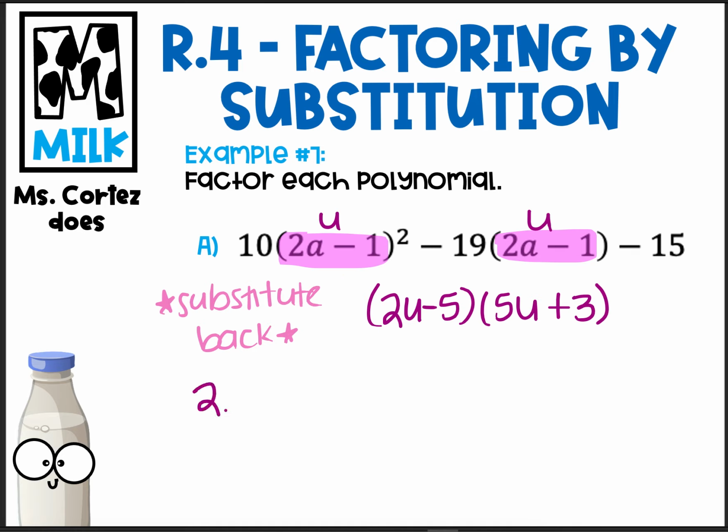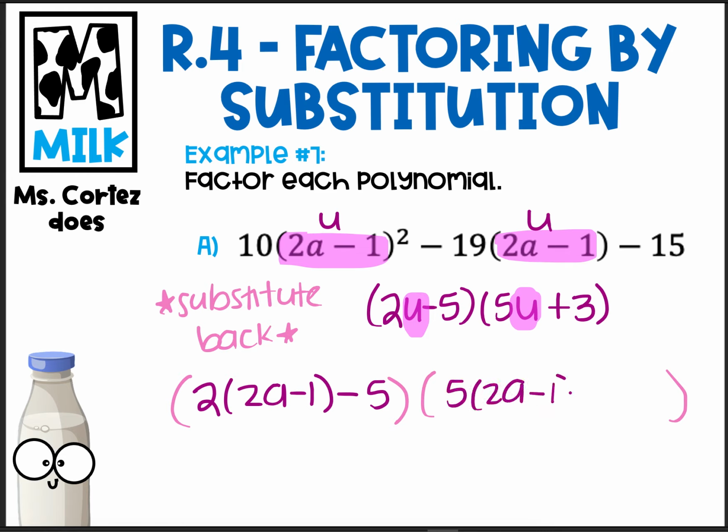I'll have 2 times (2a minus 1) minus 5. I'm just going to input that in this u right here. Times 5 times (2a minus 1) plus 3. And then from this point on, distribute. Distribute the 2 and subtract the 5, distribute the 5, add the 3.